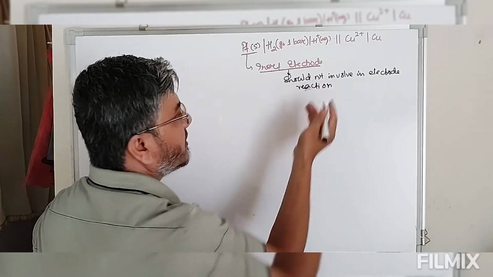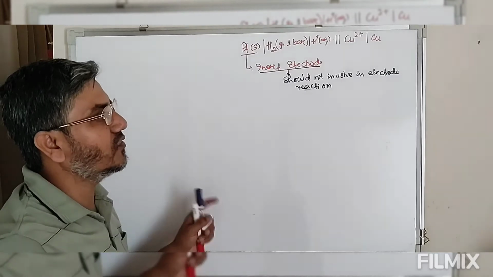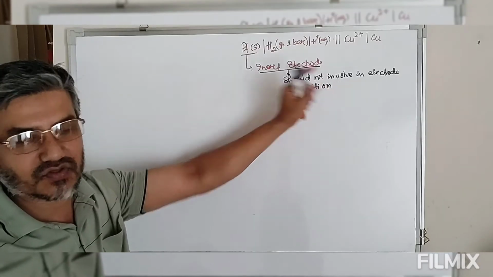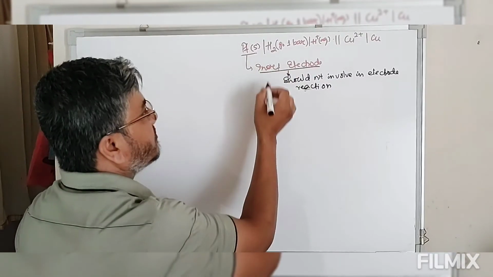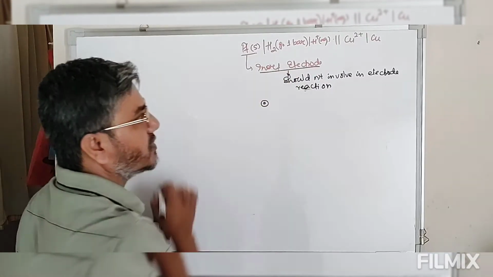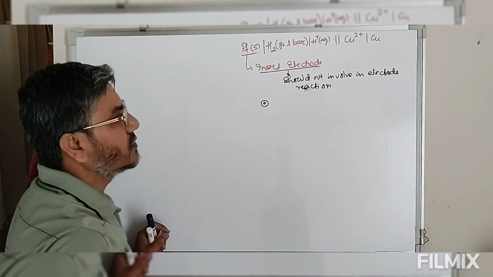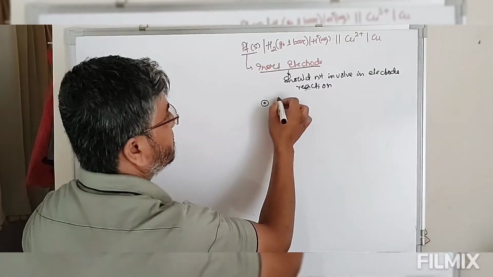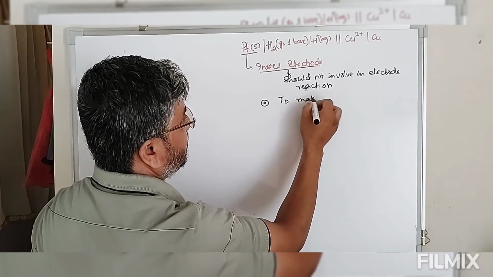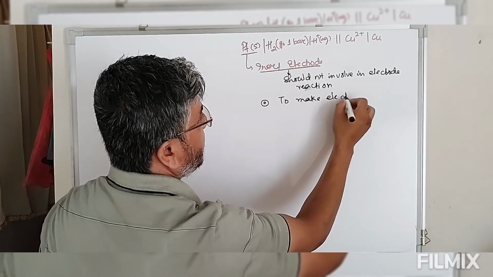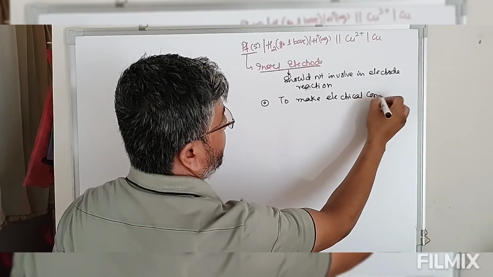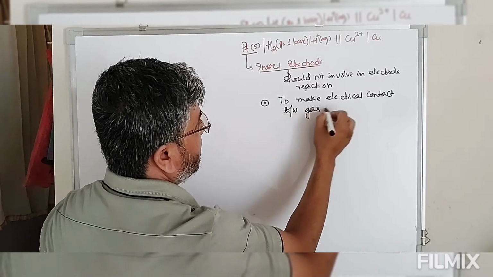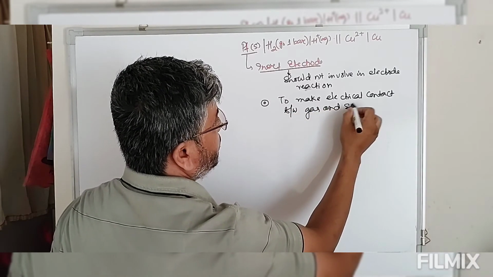This inert material that we use should not be involved in the electrode reaction or react with any of the electrolytes present in the solution. Now the purpose of this inert electrode is, first, to make electrical contact between the gas and solution.